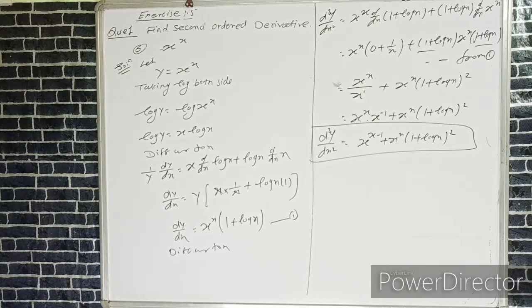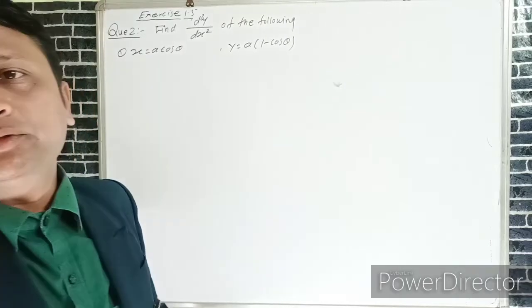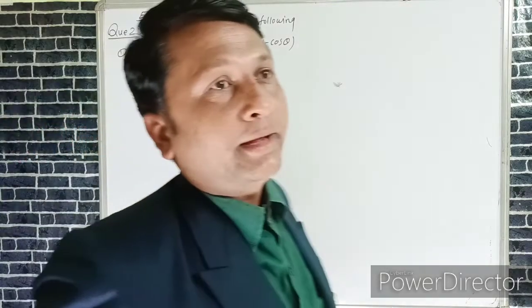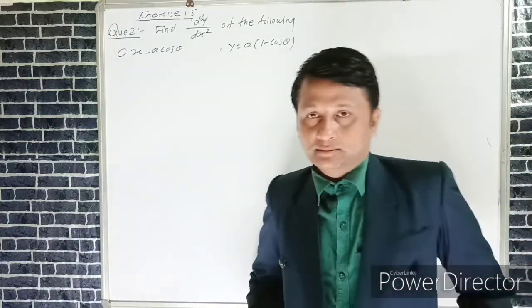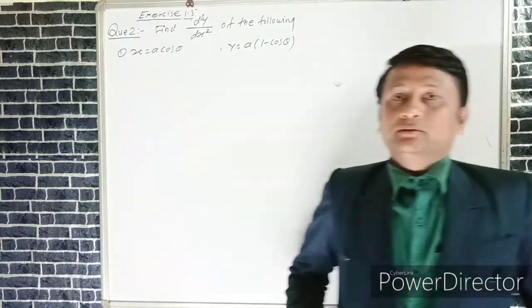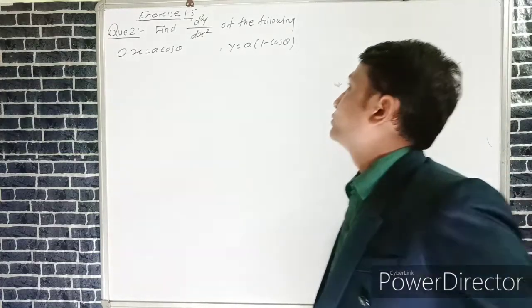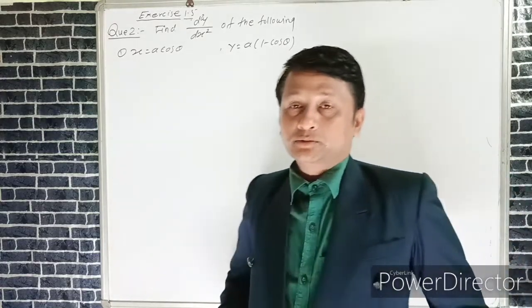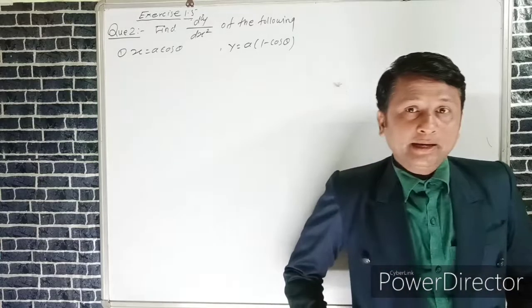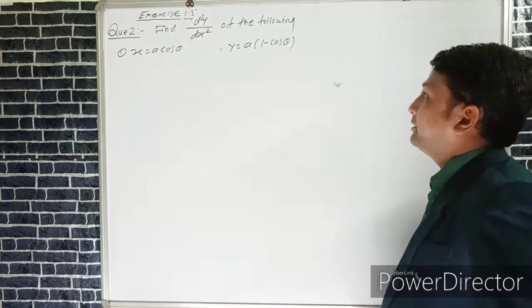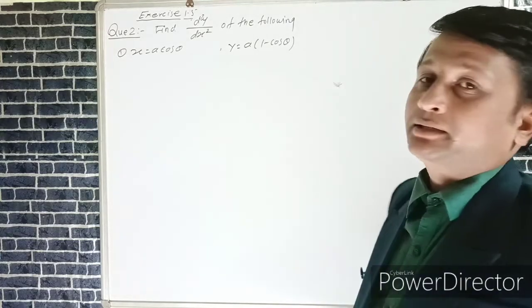Next question in exercise number 1.5, which is question number 2. Find d2y by dx square. Here the function x is equal to a cos theta and y is equal to a into 1 minus cos theta. Again, both functions x and y are parametric functions with a parameter theta.